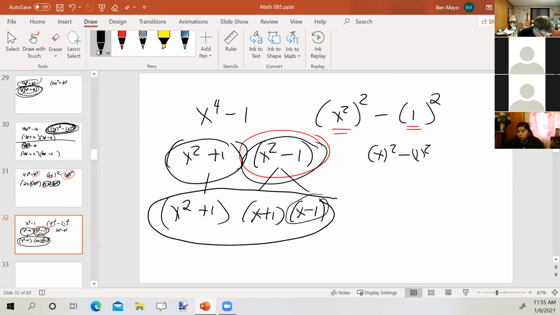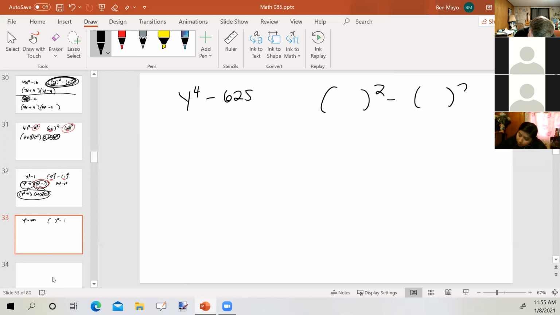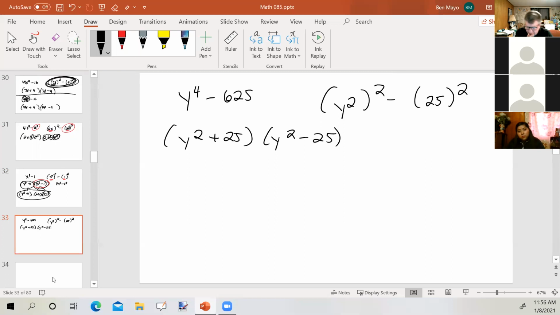Let's see here. Let's do another one kind of like that. Y to the fourth minus 625. So here we go. Y to the fourth could be y squared squared. 625. Well, 625 is 25 times 25. So that could be what? 25 squared, right? So that would give us y squared plus 25, y squared minus 25.